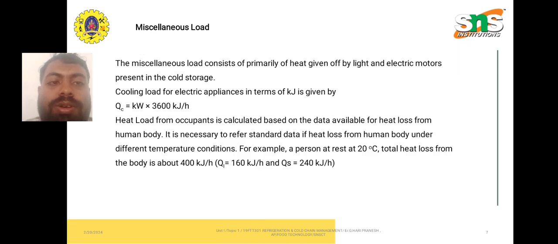Then miscellaneous load. It consists primarily of heat given off by lights and electric motors present in the cold storage. Cooling load for electric appliances in terms of kilojoules is given by QC equals kilowatt into 3600 kilojoules per hour. The heat load from occupants is calculated based on the data available for heat loss from the human body. It is necessary to refer to standard data of heat loss from the human body under different temperature conditions. For example, for a person at rest at 20 degrees Celsius, the total heat loss from the body is 400 kilojoules per hour.